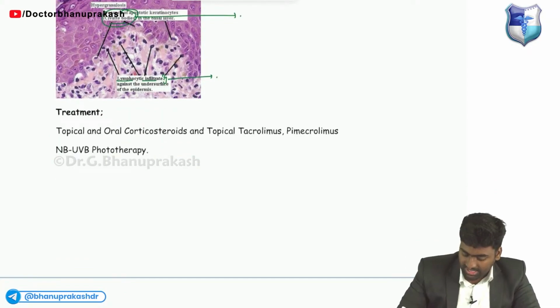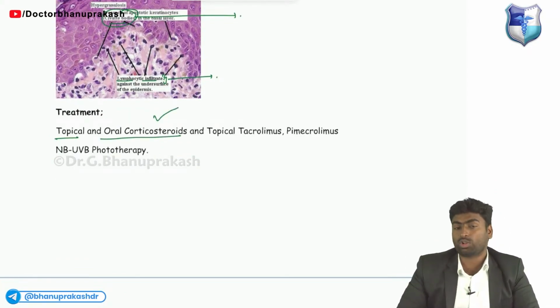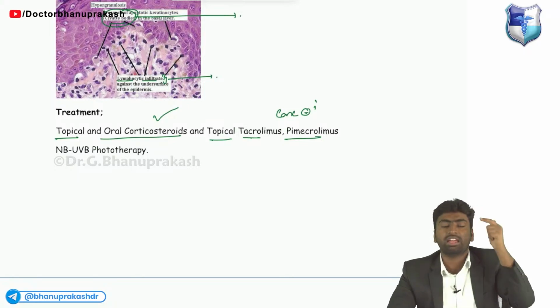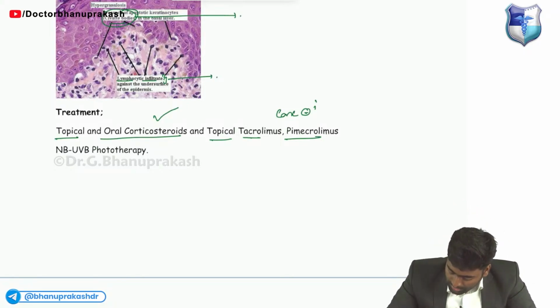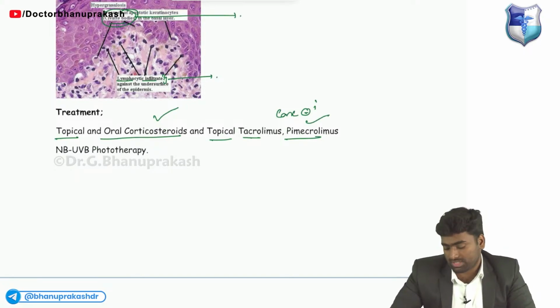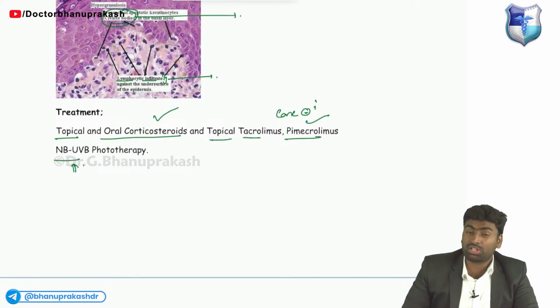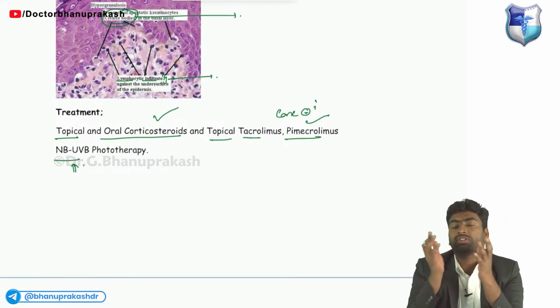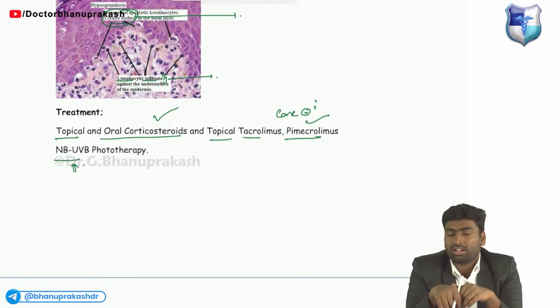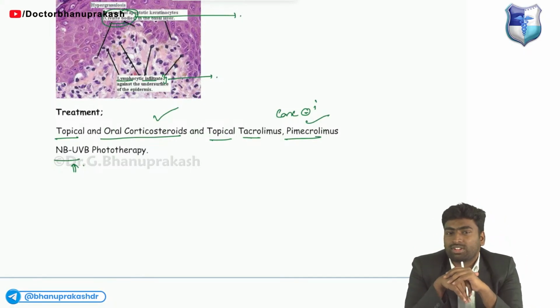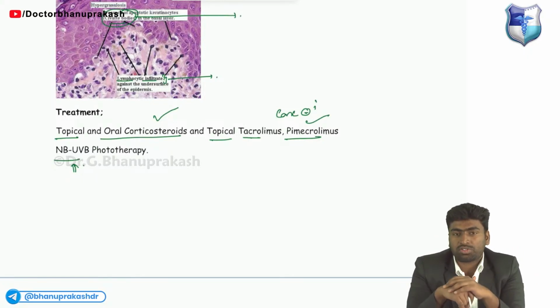And as it is an autoimmune disorder, we'll give steroids like oral and topical corticosteroids, along with calcineurin inhibitors like topical tacrolimus and pimecrolimus. Remember tacrolimus. Then we can use one more therapy, which is known as UVB phototherapy. We can give UVB rays with or without application of drugs, and with UVB exposure, these lesions will tend to reduce. So this is Lichen planus.